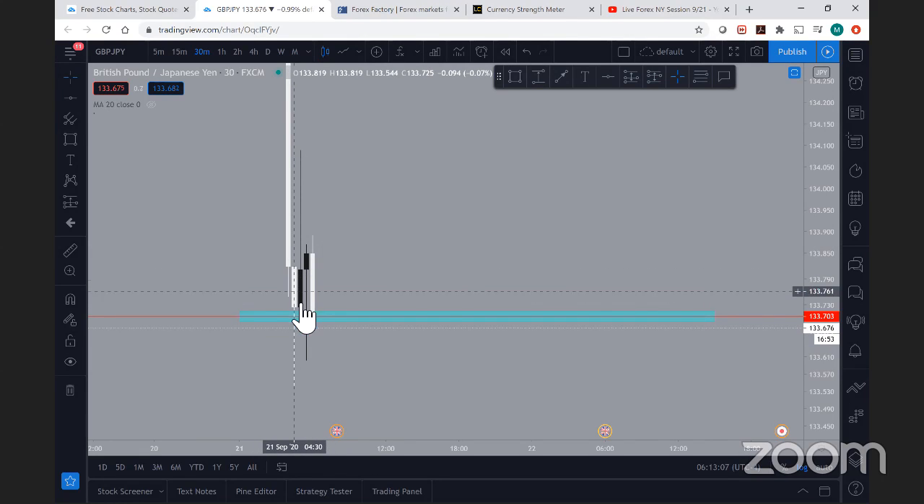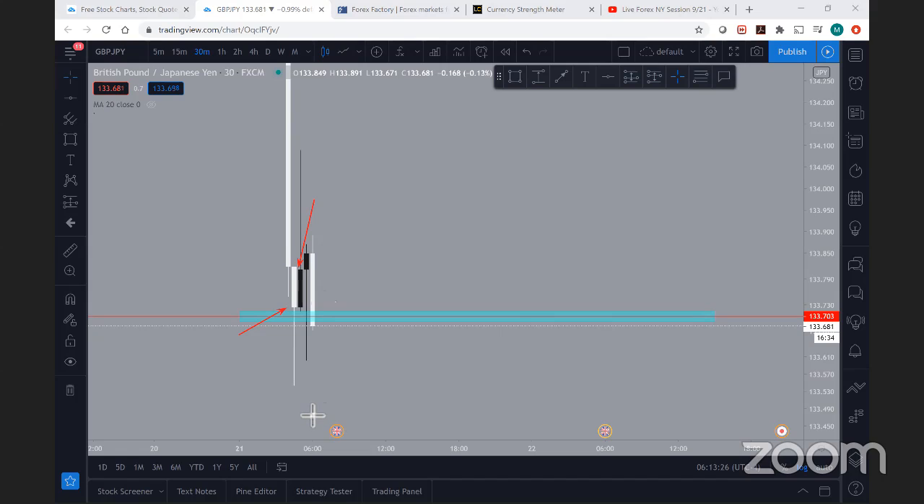Right. So you had a candle come down, close bearish, this one here. And then you had one go all the way up, close bullish. That one there.